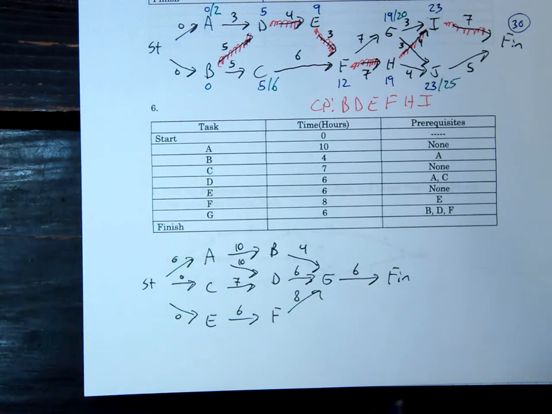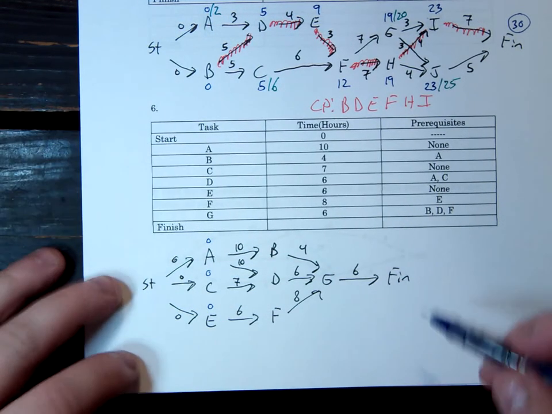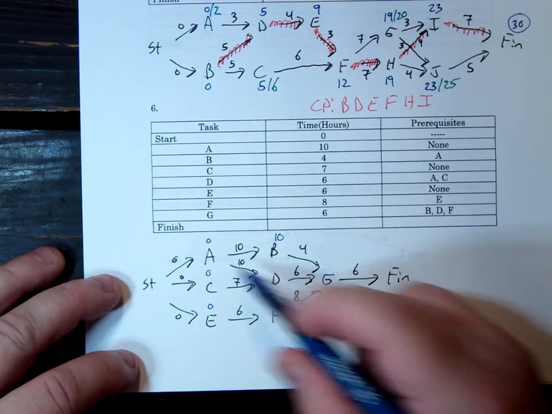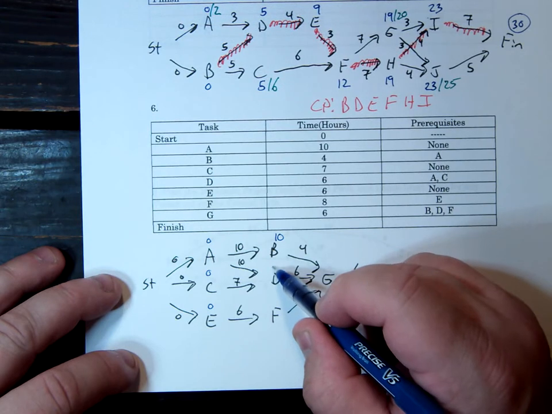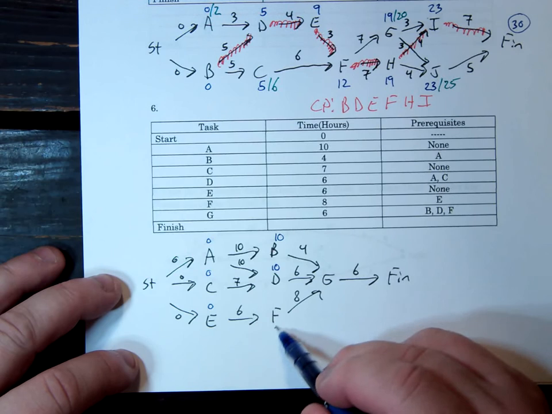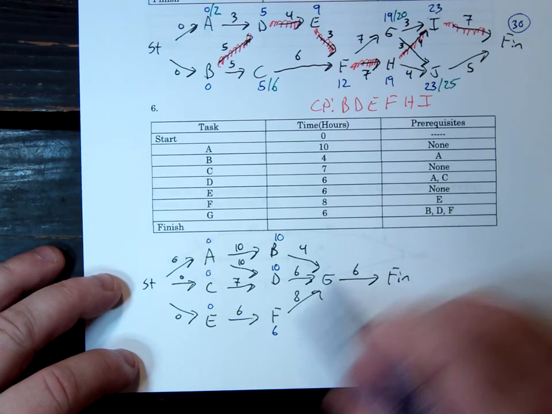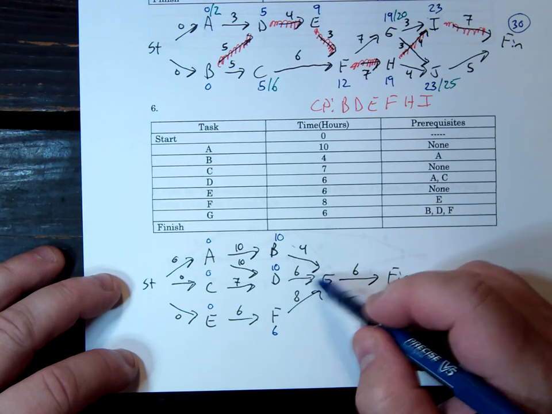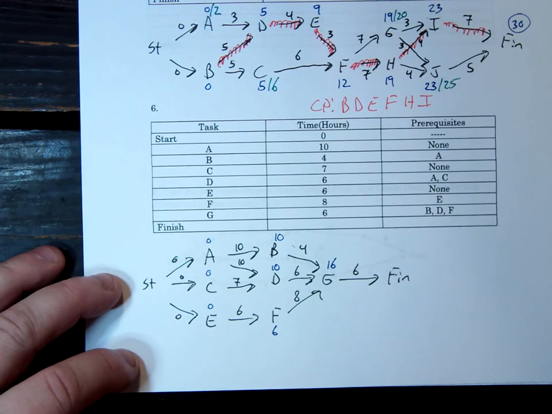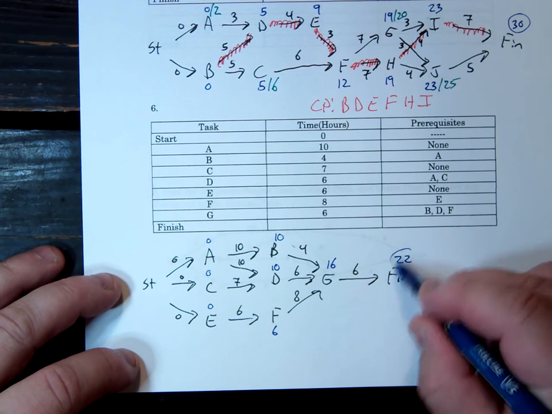Alright, so zeros for our starts. B is going to have to wait till after 10 hours. D is either 10 or 7, so he's got to wait 10 hours. F can start after 6 hours. And then G has to wait for 3 of them to be done, either 14, 16, or 14. So 16 is the greatest. And then after 6 hours, he'll be done. So it's going to take 22 hours to finish.